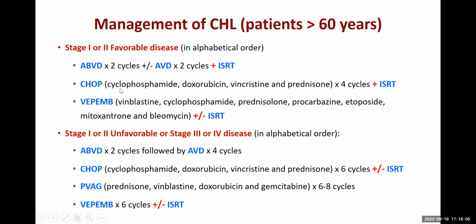Again, cyclophosphamide, H for doxorubicin. Actually, it is hydroxydoxorubicin. So we have seen 3 letters for doxorubicin. We have seen A, we have seen D, and we have seen H, all mean doxorubicin. Then vincristine, Oncovin is the brand name, and prednisone, okay?